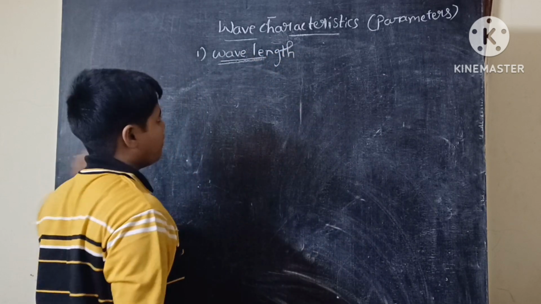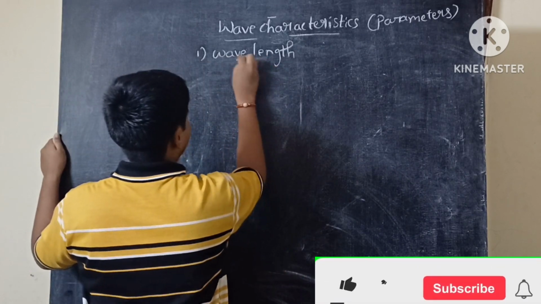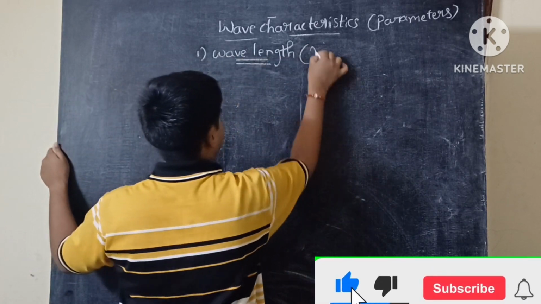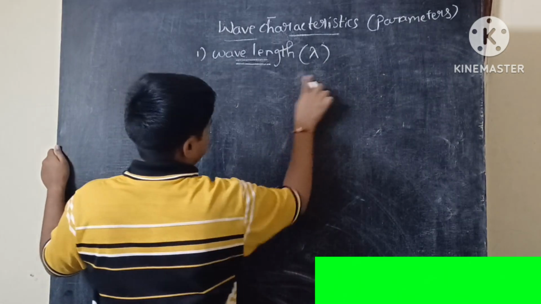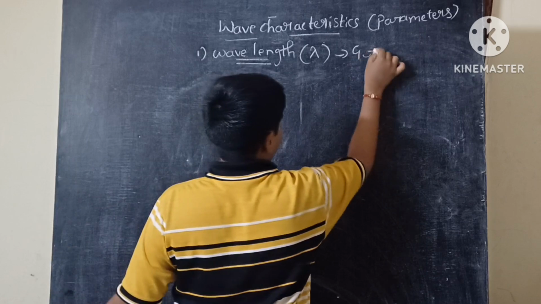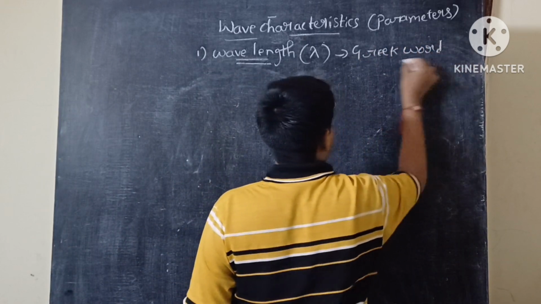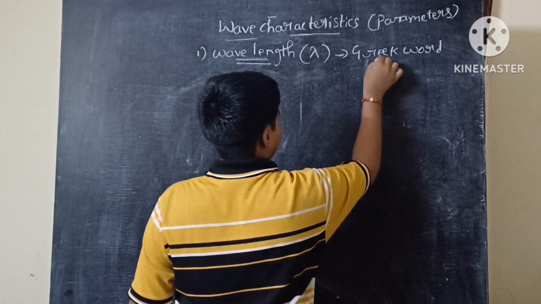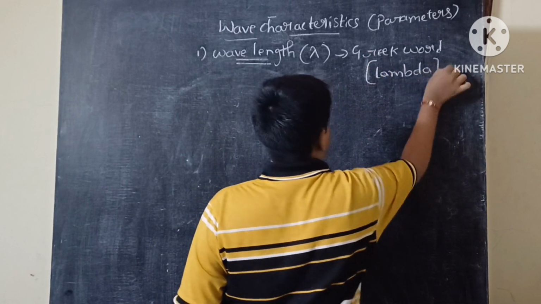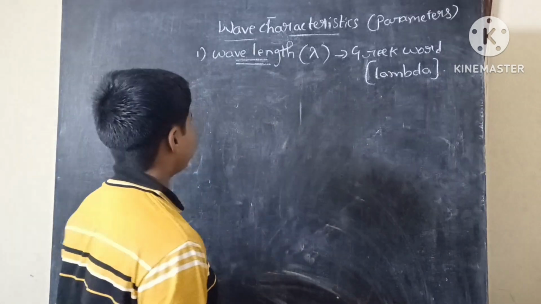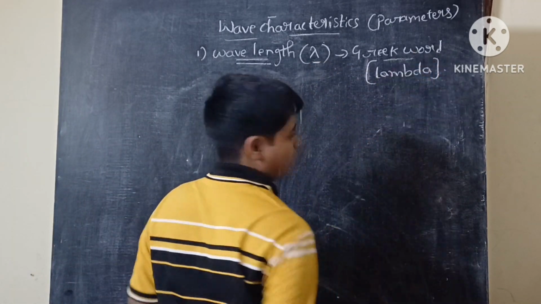Wavelength is denoted by lambda. It is a Greek letter. The pronunciation is lambda. So this is wavelength. Wavelength is denoted by lambda and it is a Greek letter.